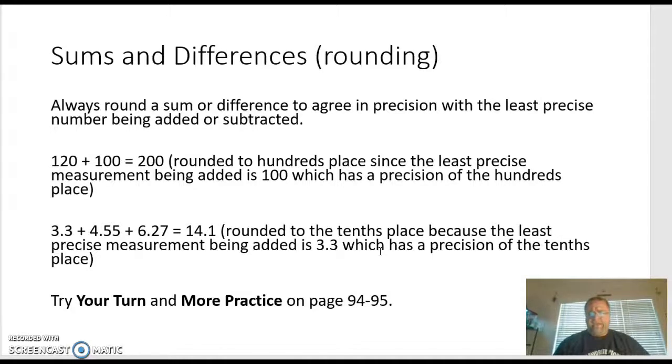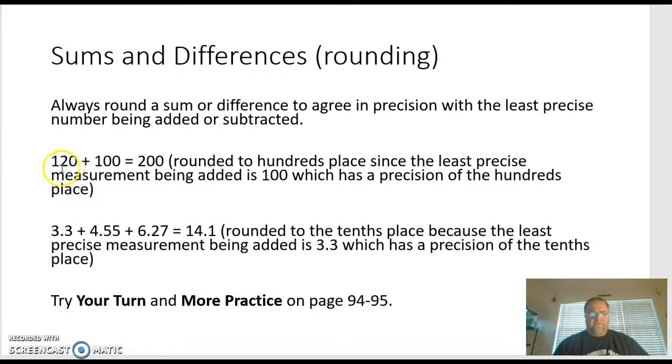All right, and let's talk a little bit about sums and differences, adding and subtracting, and then we'll look at multiplying and dividing when we're dealing with precision and accuracy. So sums and differences, adding and subtracting, we're going to use precision. So when we add two numbers, we are going to round it to the least precise of our original values. So we have to look at those values. And remember, the least precise is the place furthest to the left.